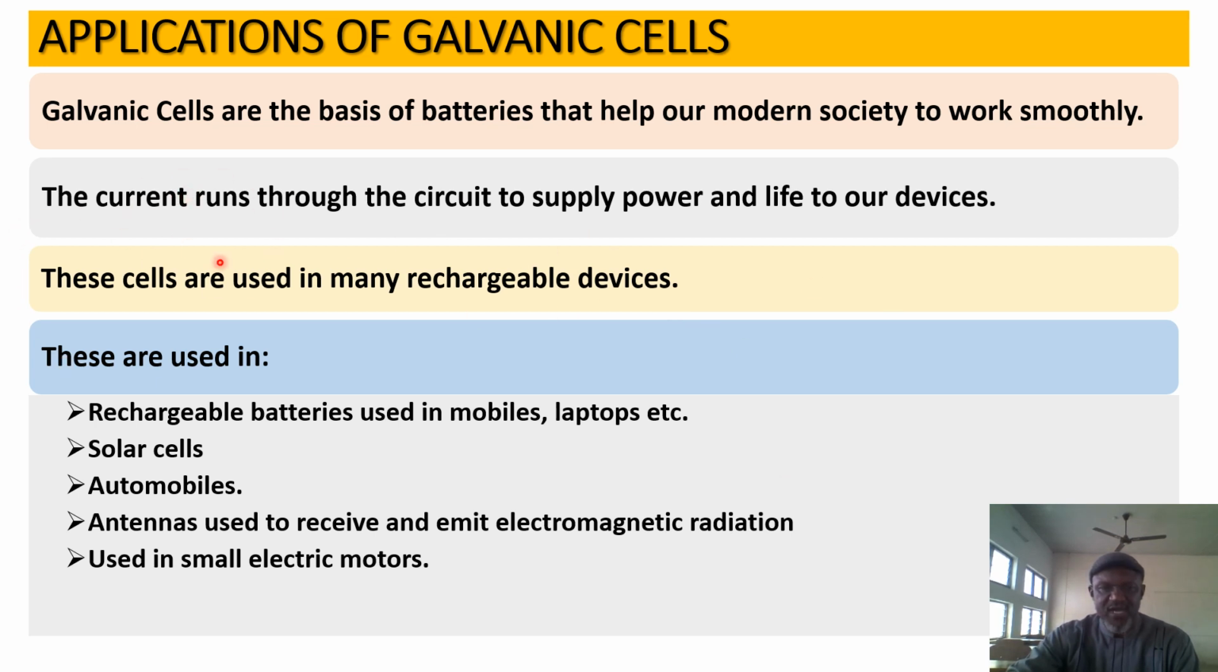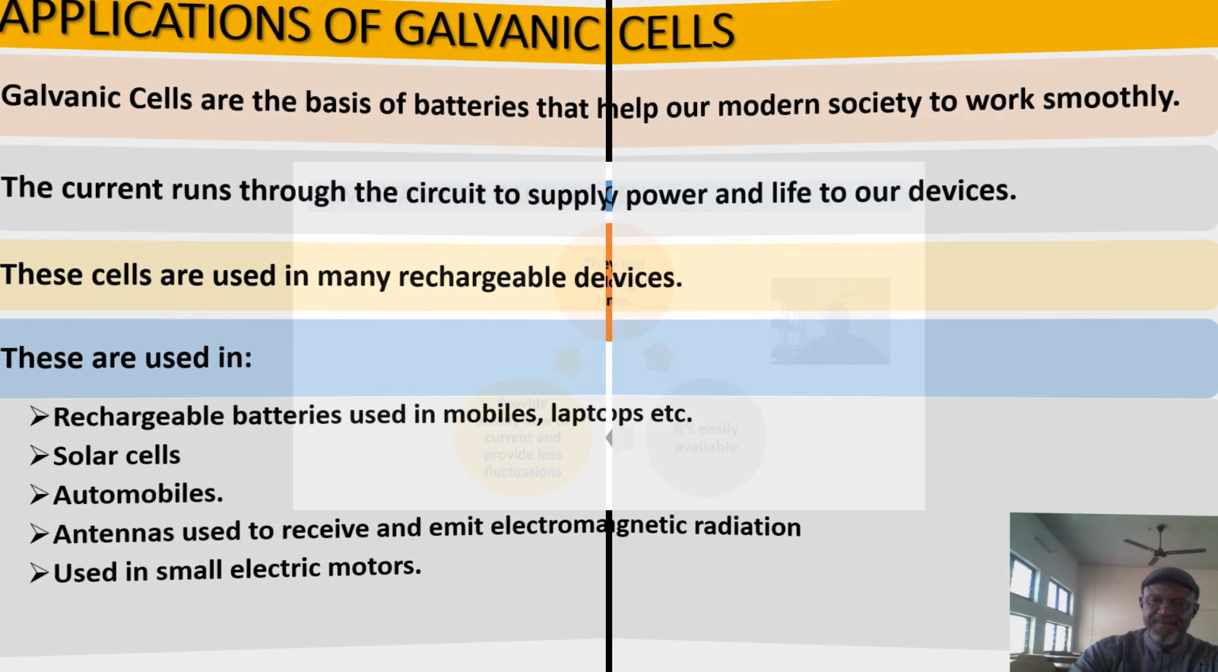Now we can see where galvanic cells can be applied. In fact, that is part of why we said initially the reason why we study electrochemistry, for us to understand the functions of this cell. The cells are used in many rechargeable devices. Mobile phones, laptops, solar cells, automobiles, antennas, and so on.